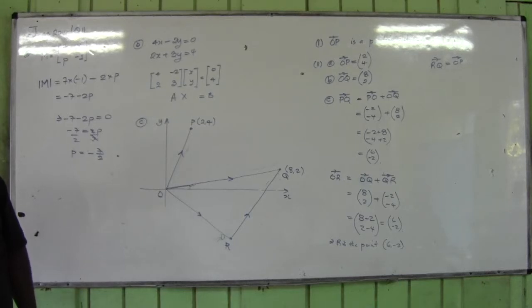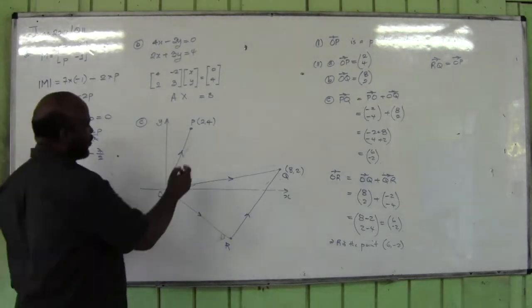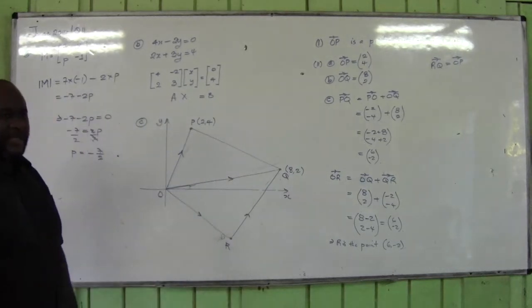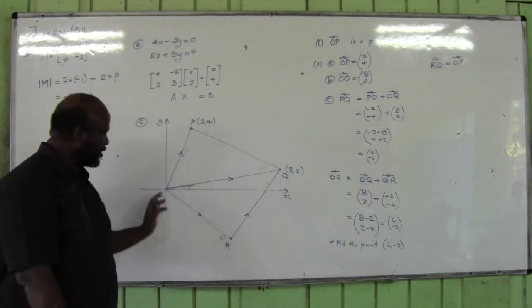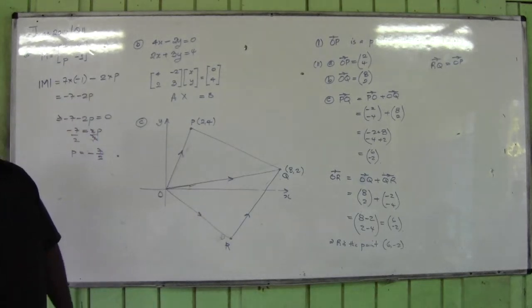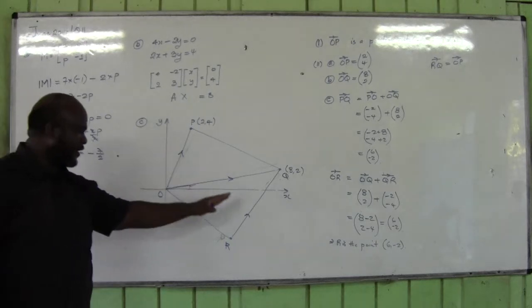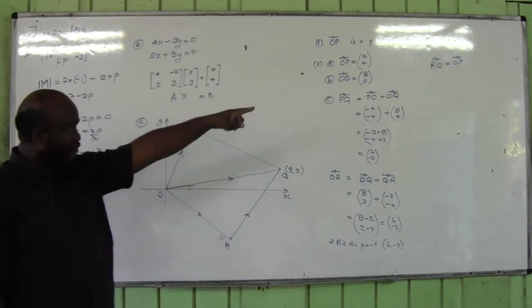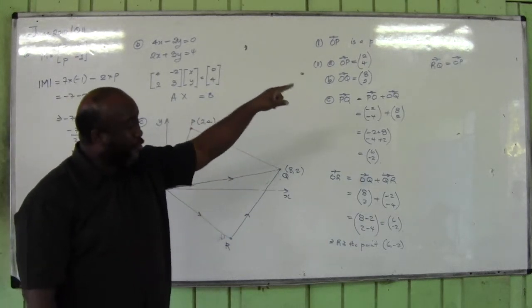State the type of quadrilateral formed by P, Q, R, and O. Justify your answer. So here's what they're asking you. What type of quadrilateral is this? You tell me, and you must justify your answer. What did they tell you about this side and this side? What did they say about OP and RQ? They're equal vectors.